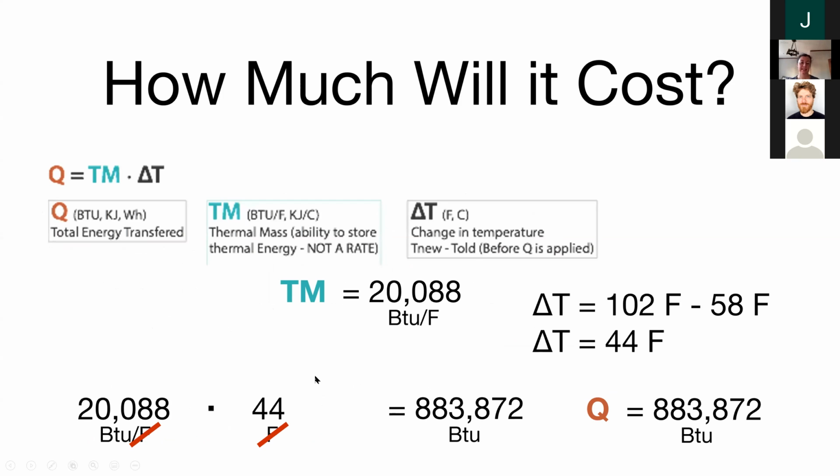So now we know the thermal mass. That allows us to calculate how much heat needs to be stored to heat up this thermal mass the requisite number of degrees. So going back to Q equals thermal mass times delta T: thermal mass, 20,088 BTU per degree Fahrenheit, times that 44 degree Fahrenheit increase equals 883,872, with the degrees Fahrenheit canceling out. So it's in BTU. That gives us how much heat or energy we need to put into our hot tub to heat it up as much as we need. But now we want to calculate how much it will cost.